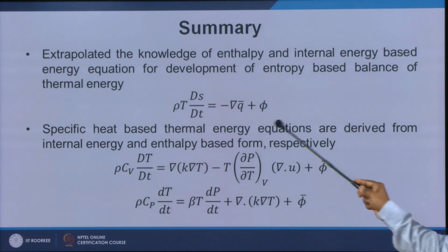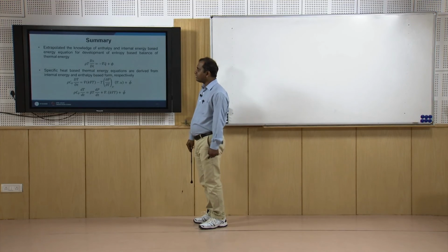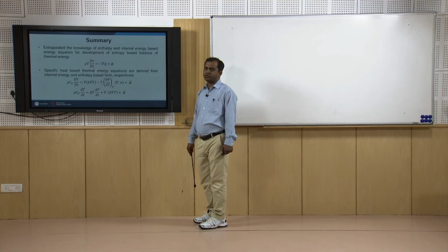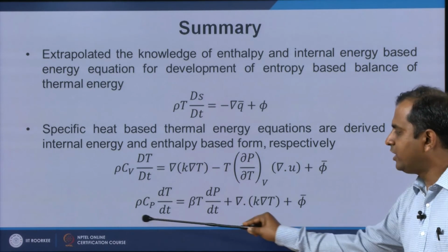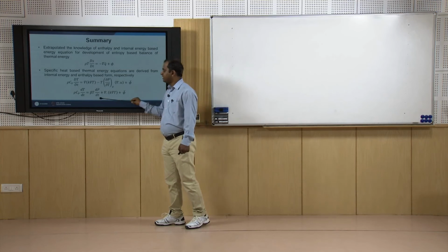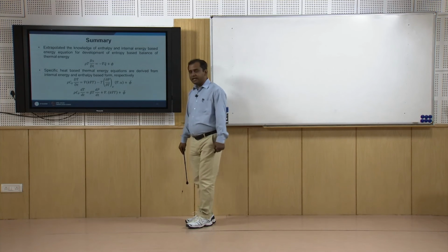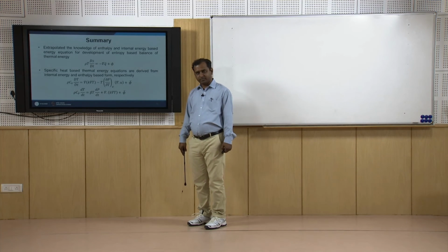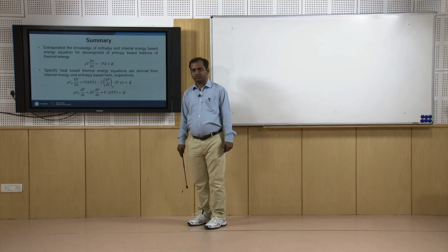This came as the final form, which I have already shown you. And we have also seen specific heat based thermal energy equations, with specific heat at constant volume and specific heat at constant pressure. So, this was the final form for the specific heat based equation at constant volume, and this was the final form of the specific heat based thermal energy balance equation at constant pressure, involving CV and CP respectively. So, we have dealt with 5 different forms. First we saw the internal energy form, then the enthalpy form, and today we have seen the entropy, CV and CP forms.